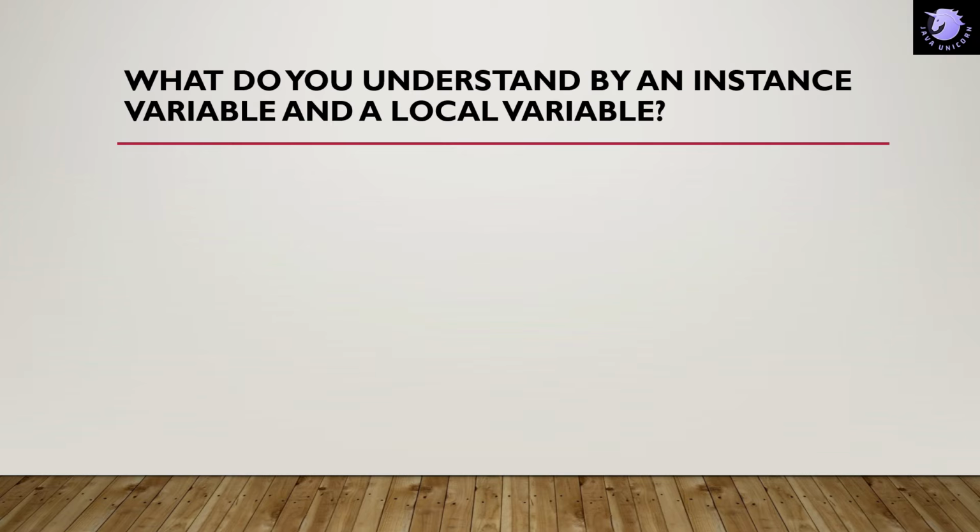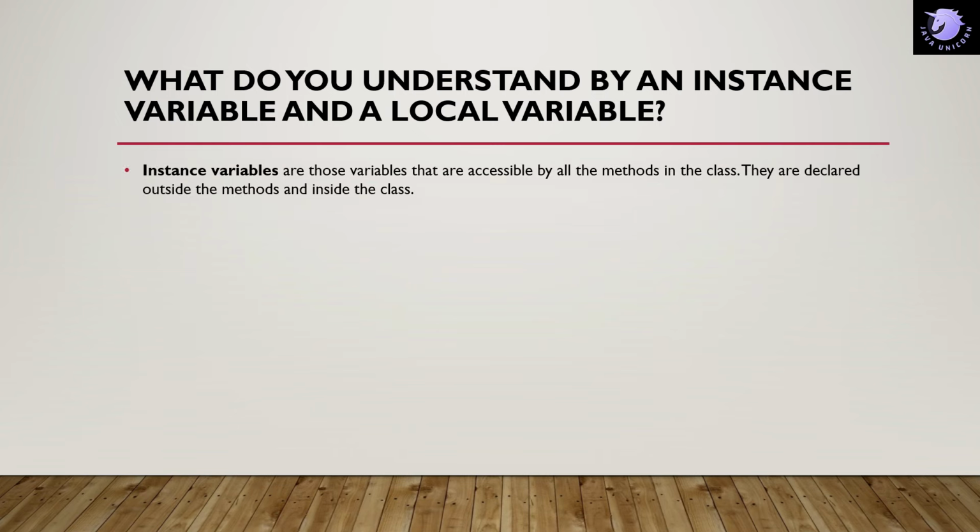Moving to the next question, what do you understand by an instance variable and a local variable? An instance variable is a variable that is defined inside a class but outside of a method. In this example, there is a class Student, and we have three variables: roll number as an integer, student name as a string, and college name as a string. These variables are defined inside a class, so they are instance variables.